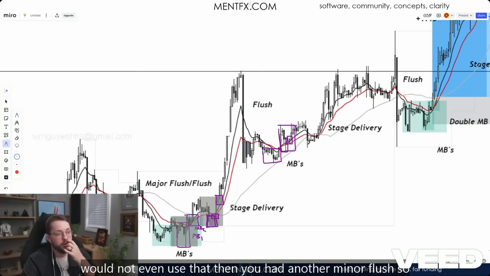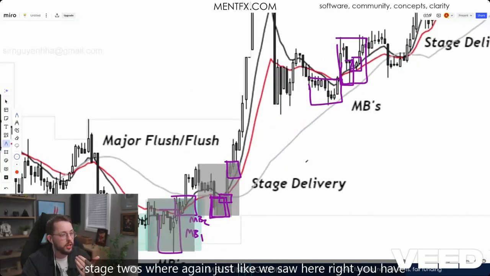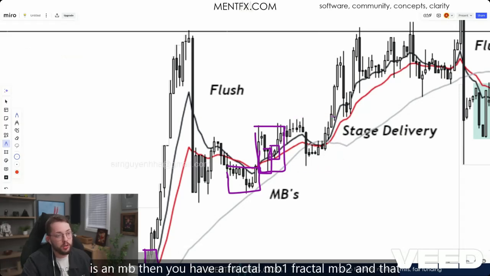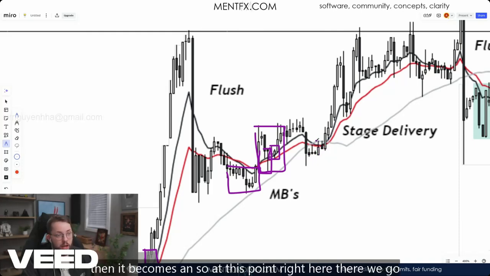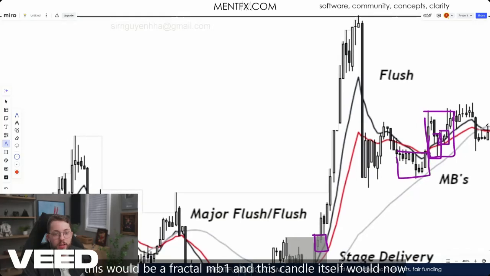Then you had another minor flush, so this becomes like one of those red fractal stage 1s and stage 2s, where again, just like we saw here, you have another formation of an MB, right? And then within it, if this is an MB, then you have a fractal MB1, fractal MB2. And that kickstarts a move higher. And those are actually just fractal MBs. You have a fractal MB1, then at this point right here, there we go. This would be a fractal MB1, and this candle itself would now be an FFMB2.